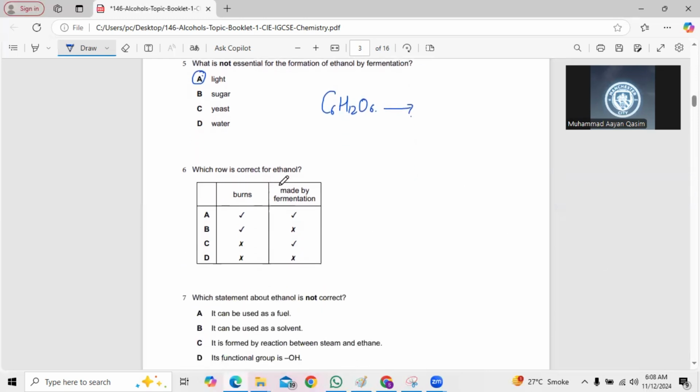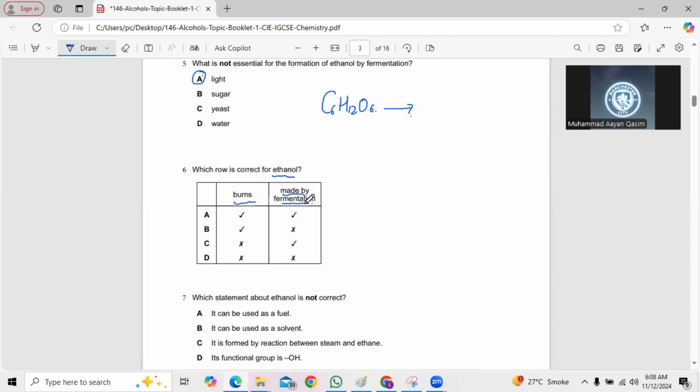Which row is correct for ethanol? Can ethanol burn, or is it made by fermentation? Is it made by fermentation? What do you think the answer would be? I think the answer is B.